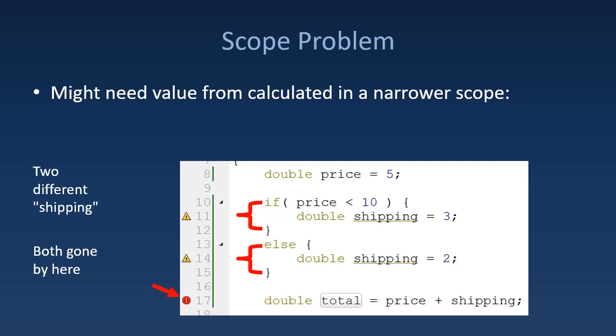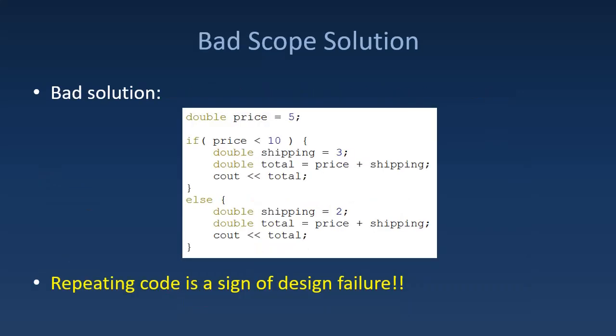One way to make this code work is to hoist that shipping variable outside the if-else, or put everything into the scope where the shipping is. Well, this would be a bad solution. A bad solution duplicates our code so that we can work around the scope problem. We do something like this: if price is less than 10, then make shipping be 3, calculate the total, and print it out. Otherwise, make shipping be 2, calculate the total, print it out. We don't like having the same code in multiple places.